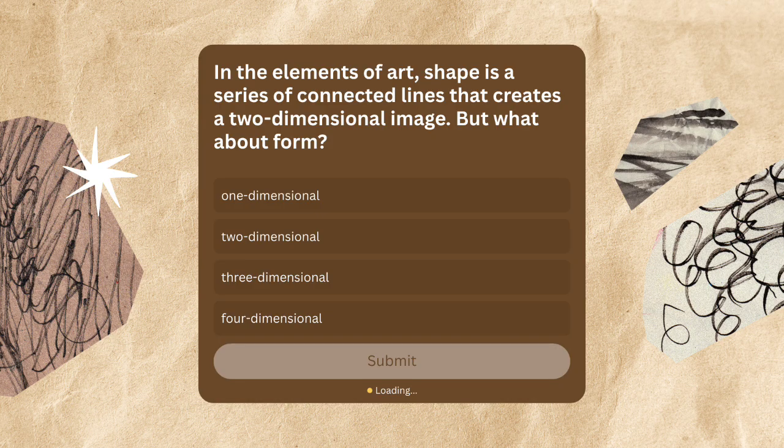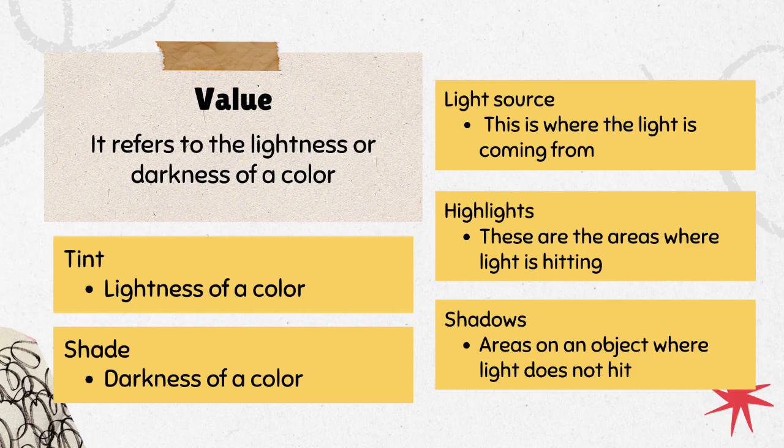For question number 2. In the elements of art, shape is a series of connected lines that creates a 2-dimensional image. But what about form? Does it create 1-dimensional image? 2-dimensional? 3-dimensional? Or 4-dimensional? Now we have value, which refers to the degree of lightness or darkness of a color.